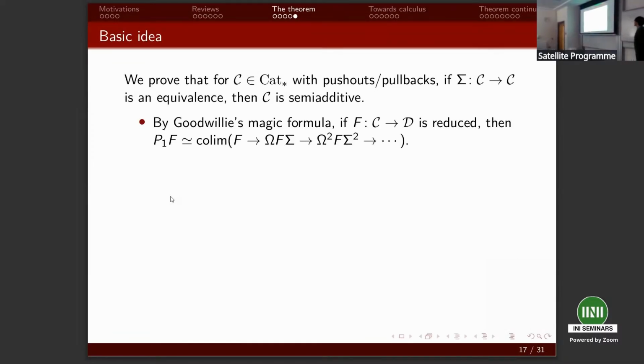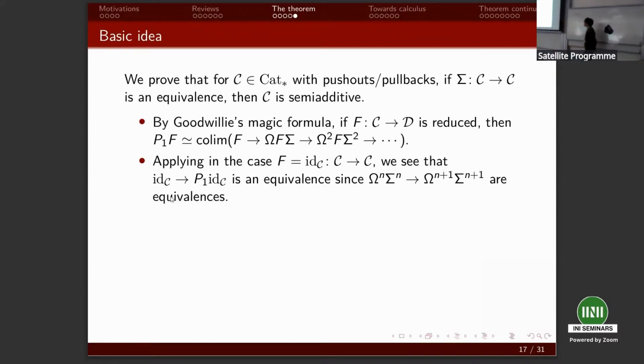So the way you do this is as follows: by Goodwillie's magic formula that we saw in Christine's talk on Monday, if the functor is reduced, then P1 of F has this specific formula. Now, if I just plug in F to be the identity functor, I'll see that the identity to its first excited approximation is an equivalence, because I've assumed that suspension is a self-equivalence. And so the suspension-loop adjunction is even an equivalence, so the adjunction units are equivalences. So all these maps become equivalences. And so you see that the identity is one excisive.